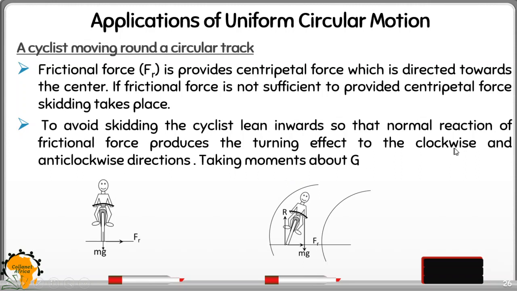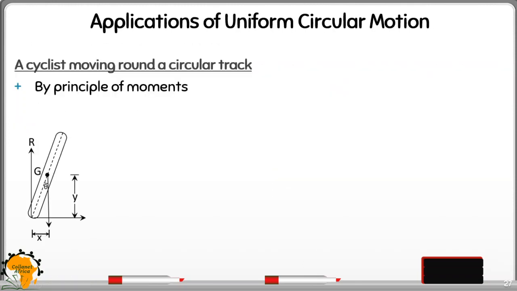That is, we shall have the clockwise and the anti-clockwise moment. Now we look at the diagram that we have here that is representing that cyclist who is leaning. If you look at this diagram, we have the reaction, we have the point G where we want to take the moment about, and if you look at this distance from where we have the reaction and where we have the action, the point G, that distance is x.